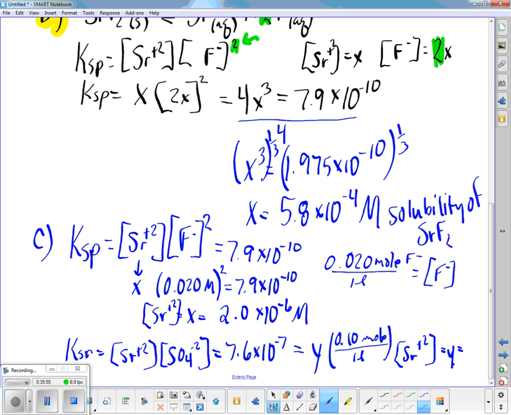So this one should be easier. We're just basically dividing it by 0.1, right? So this one would be 7.6 times 10 to the negative 7 molar. Okay, which one's a bigger number? It's hard on the small numbers. Which one's a bigger number? Out of those two numbers, which is a bigger number?